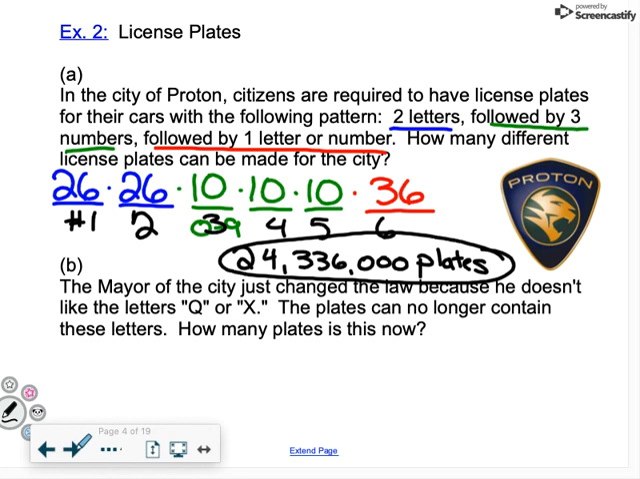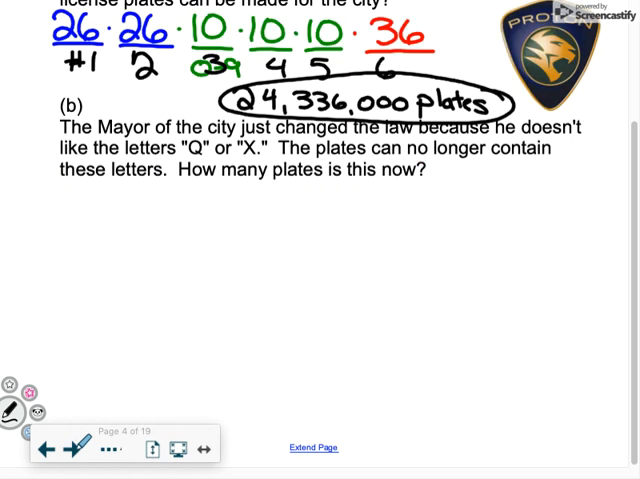So then part B says the mayor of the city just changed the law because he doesn't like the letters Q or X. The plates can no longer contain these letters. How many plates is this now? So notice it's going to be very similar. The process is the same: letter, letter, followed by number, number, number, and then letter or number.